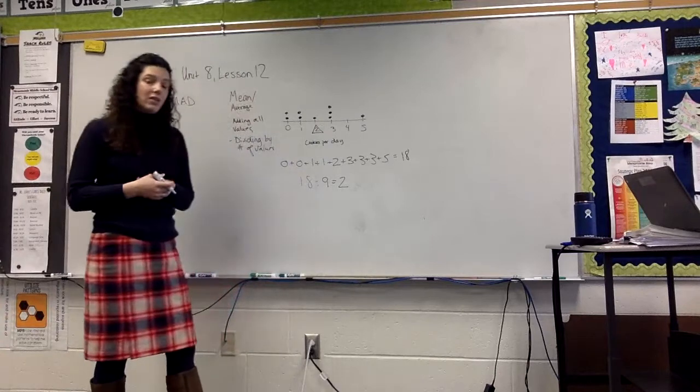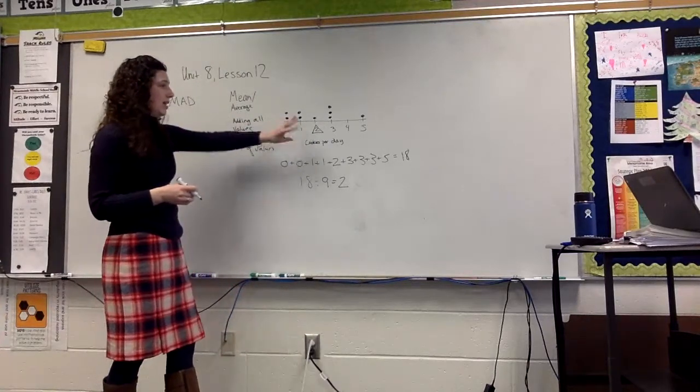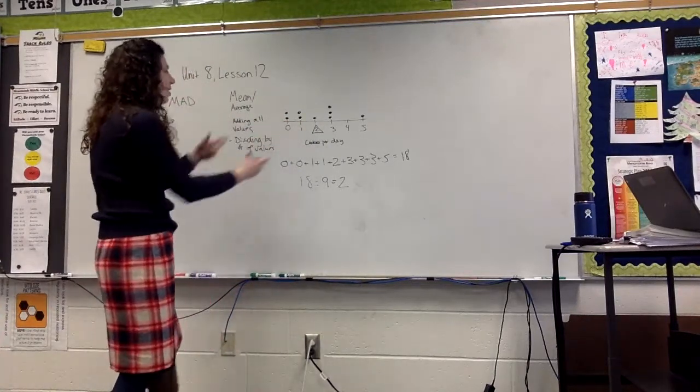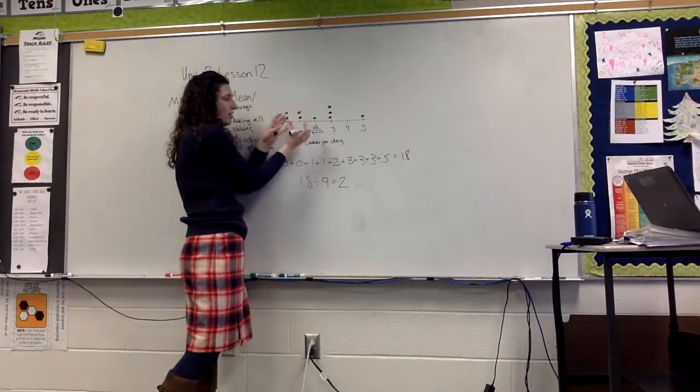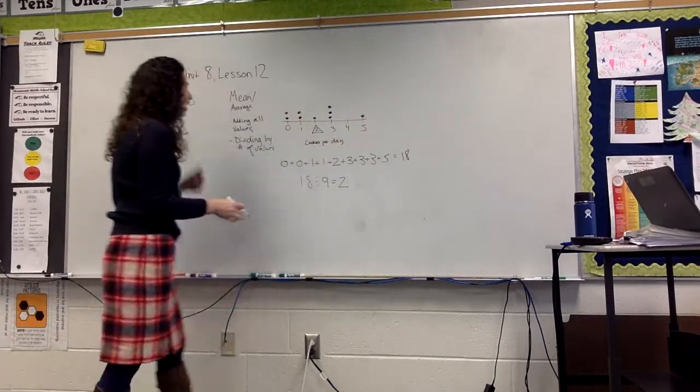Sometimes we mark those with triangles on our graph, and you can see it is kind of in the middle, a little bit closer to the center because there's more points clustered here. 5 is kind of an outlier.